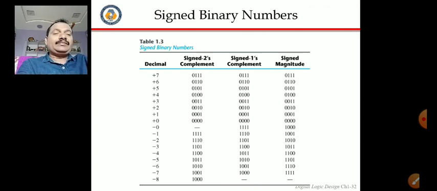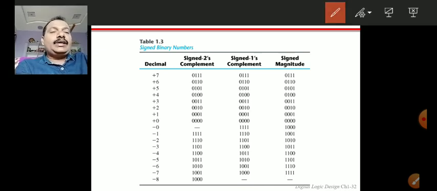For example, plus 7 is represented like this. In the signed 1's complement, the same thing. In the signed magnitude, the same thing. Plus 6, plus 5, like that. And similarly, observe here for the negative case, you will get the same values. And plus 0, you observe here, plus 0 is represented like this.